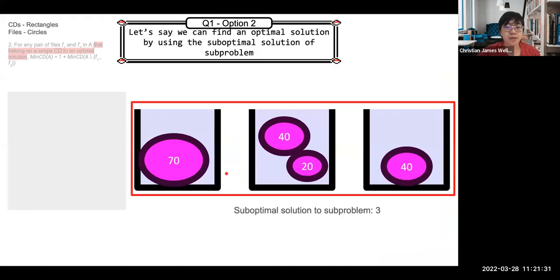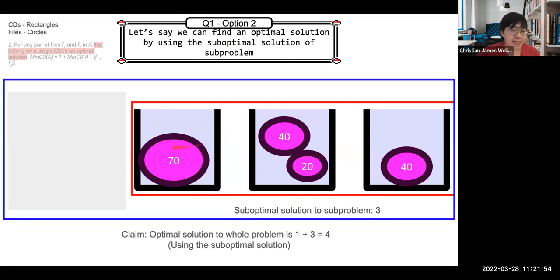By the way, today I'll say this a lot: optimal, suboptimal, sub problem, big problem. So let me know if it gets confusing. Let's say, because of our assumption by contradiction, we can find an optimal solution by using a suboptimal solution to the sub problem. The claim here is that it takes 3 CDs. This is the suboptimal answer, the answer that is not optimal, and it uses 3 CDs.